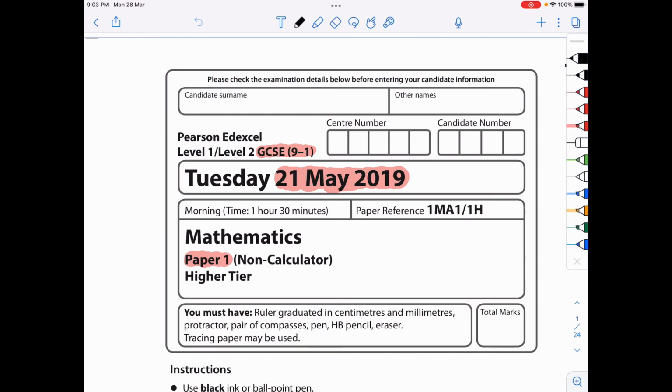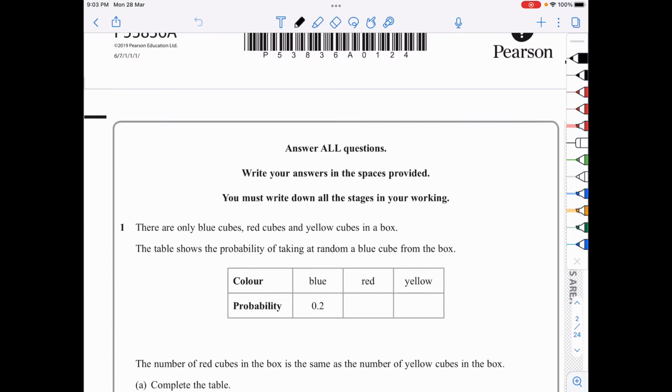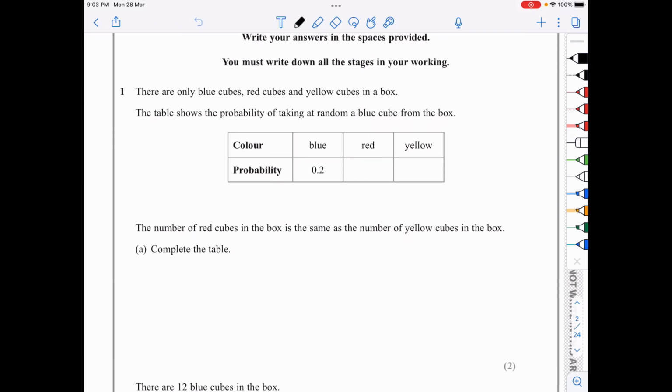Hi everyone, today we'll be looking at the May 19 1H paper, the non-calculator paper. So question 1, we've got blue cubes, red cubes and yellow cubes in a box.